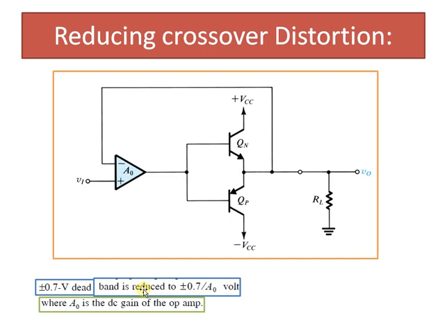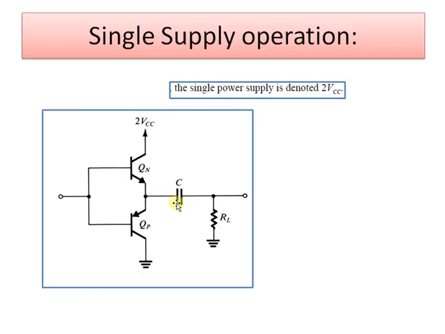So moving on, let us see how a single supply operation of a complementary push-pull amplifier will look like. You can see here the class B stage can be operated from a single power supply, where this power supply is of 2 VCC and the load is capacitively coupled. The formula for power dissipation is directly applicable, similar to the one which we have derived earlier. So there is not much change, it's just that the supply voltage is changed to 2 VCC here, and the other end of the transistor QP is grounded, and output voltage is measured across the load.